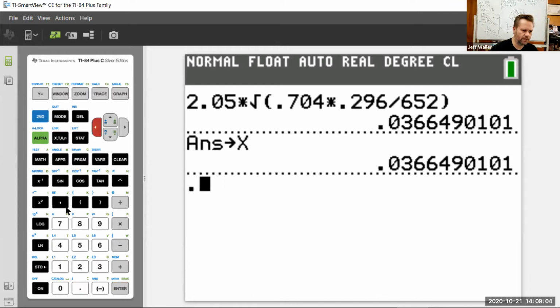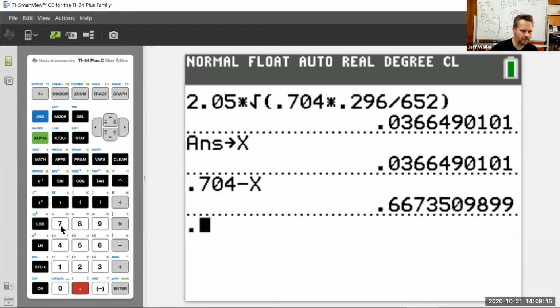0.704 minus X. Bam. And then 0.704 plus X. Bam.